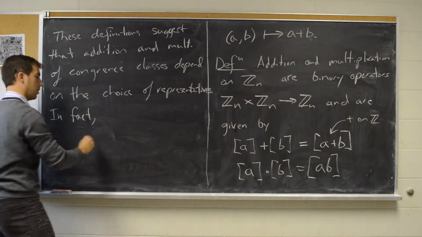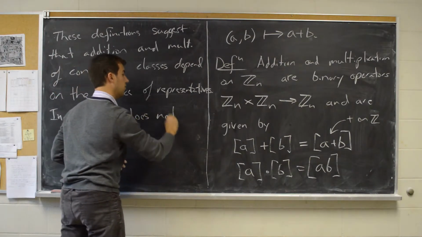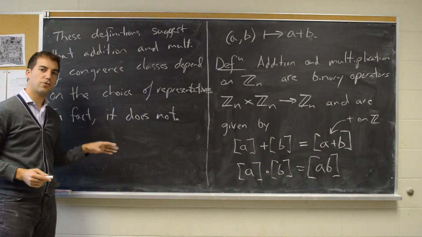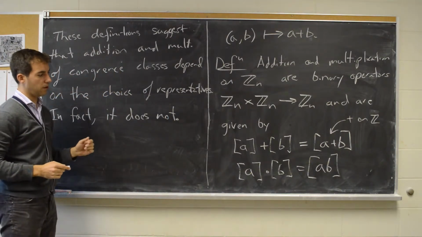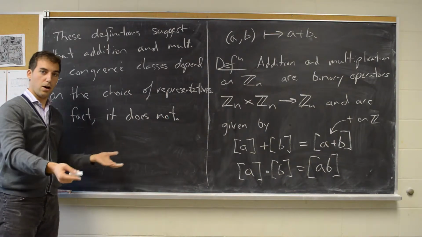However, in fact, it does not. It does not depend on the choice of representative. So I'm going to do an example of that first, and then I'm going to prove that it doesn't depend on the choice of equivalence classes. That is, I'm going to prove that these operations are well defined.